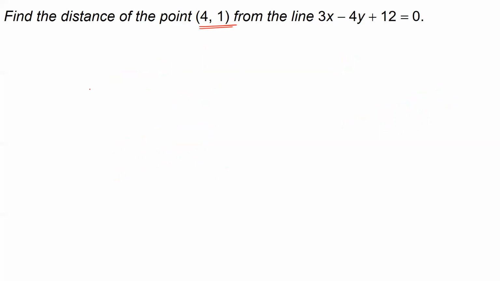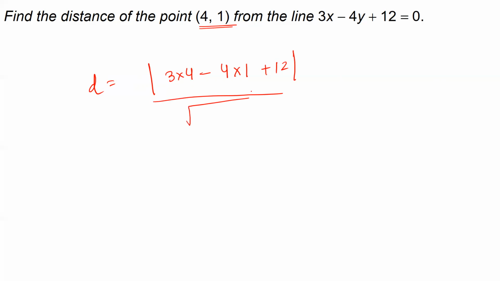You have to write it down in this form. And then you can find out the distance d to be equal to modulus of 3 times 4. Remember that you have to replace x and y with these points. So 3 times 4 minus 4 times 1 plus 12, mod close, divided by root over what? 4 square plus 1 square? No, it is 3 square plus minus 4 the whole squared.